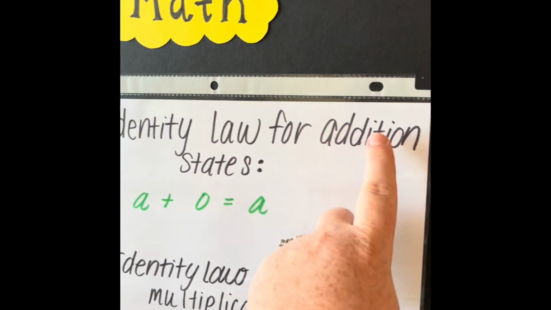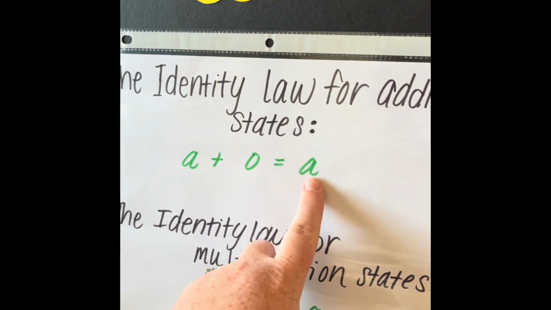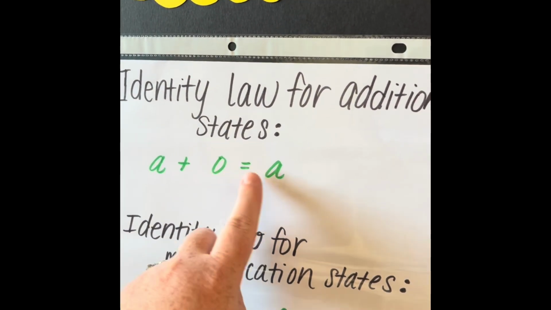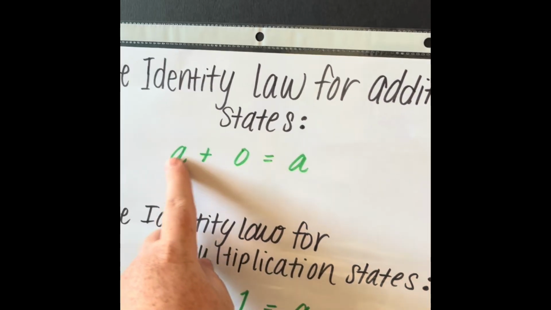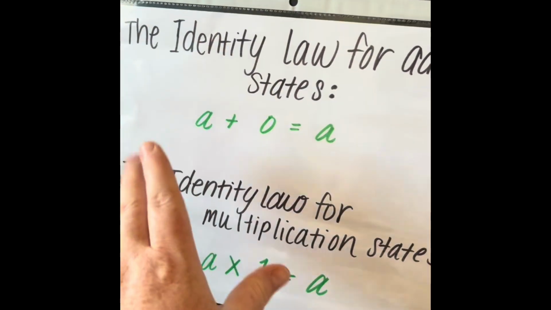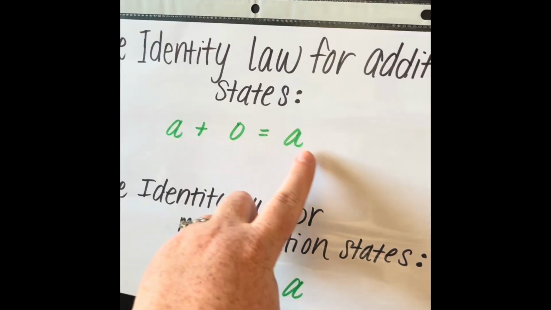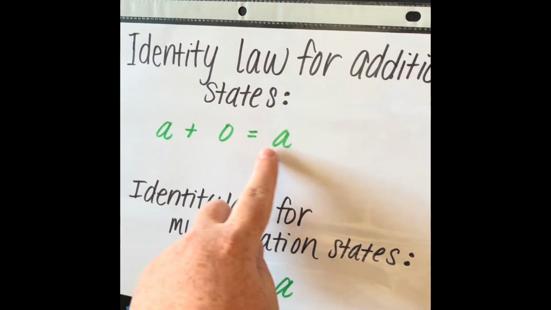The identity law for addition states that if I add 0 to a number, it's going to be itself. Anything plus 0 equals itself, right? So A plus 0 equals A. And remember, A is just standing for an ambiguous number. Could be any number. So if it's 1 plus 0, it'll equal 1. If it's 2 plus 0, it'll equal 2. So A plus 0 equals A.